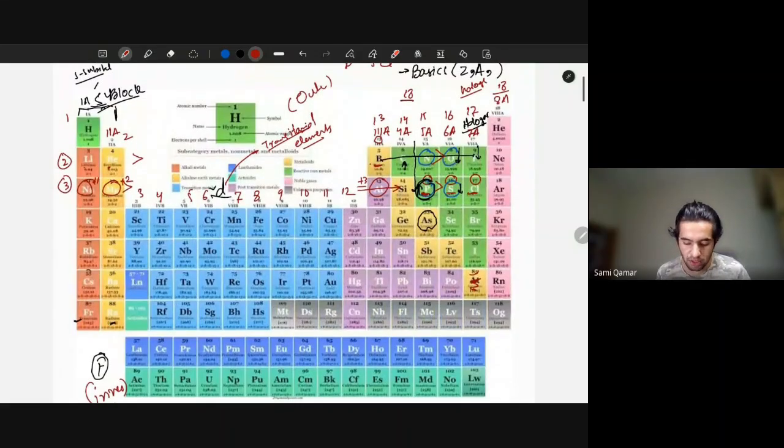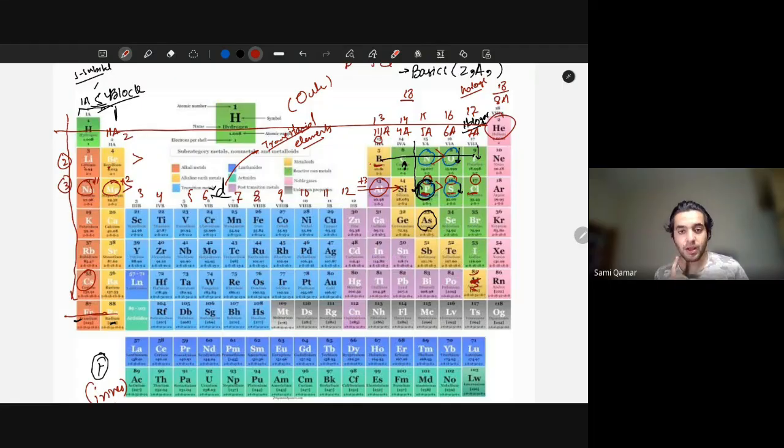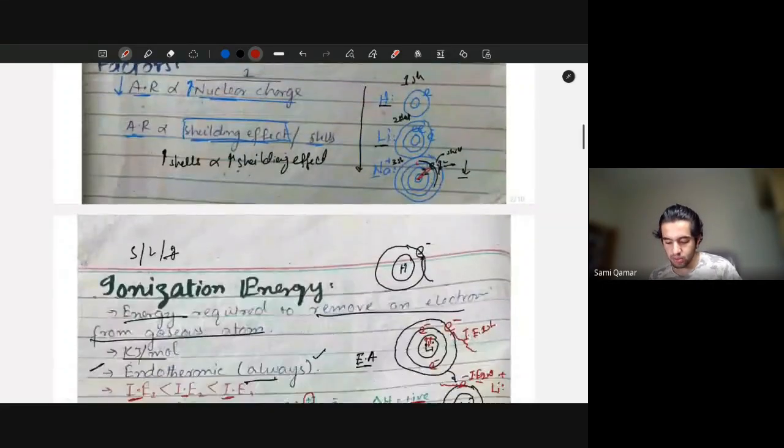So cesium lies here. These are radioactive substances, so let's ignore them. Cesium lies here, and I told you from left to right, ionization energy increases, while from top to bottom it decreases. So the one lying at the top corner will have the maximum ionization energy. The one lying at the start and the bottom will have less ionization energy. So cesium is the one which requires less energy. This was the little trend about ionization energy.